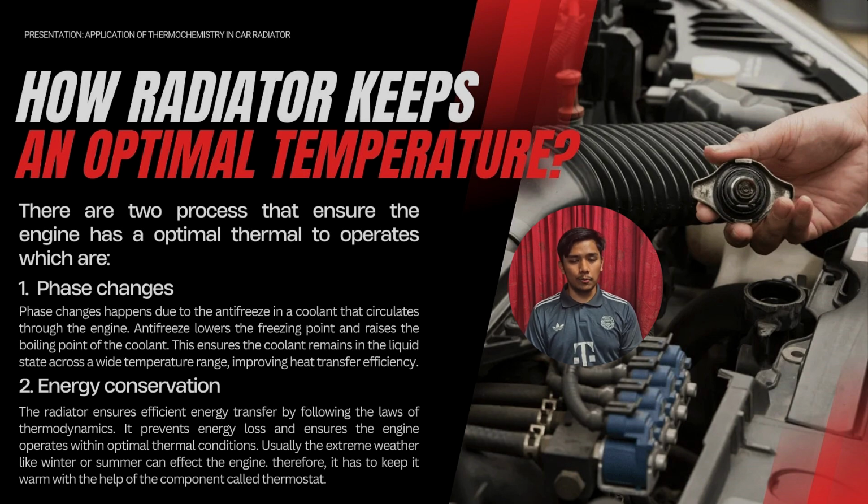There are 2 processes that ensure the engine has an optimal temperature to operate, which are, first, the phase changes. Phase changes happen due to the antifreeze in the coolant that circulates through the engine. Antifreeze lowers the freezing point and raises the boiling point of the coolant. This ensures the coolant remains in the liquid state across a wide temperature range, improving heat transfer efficiency.